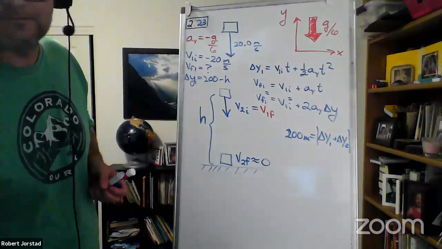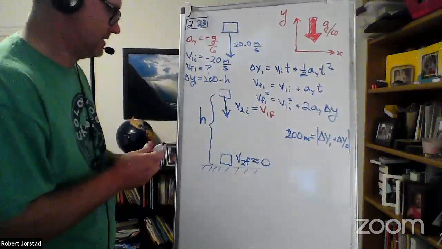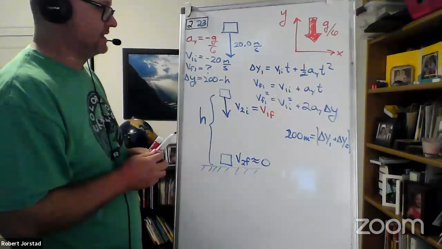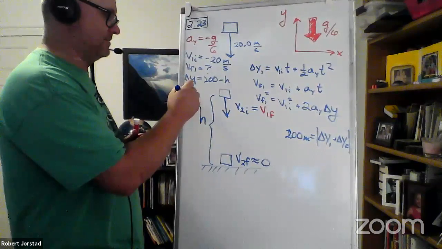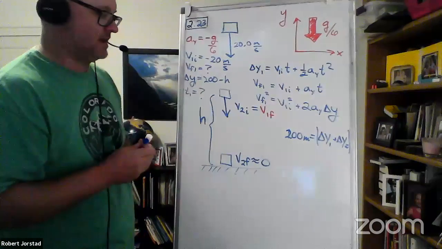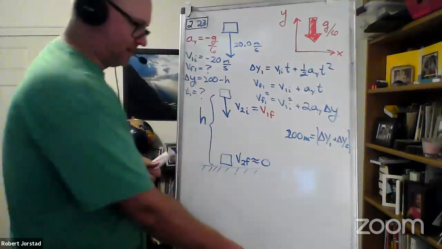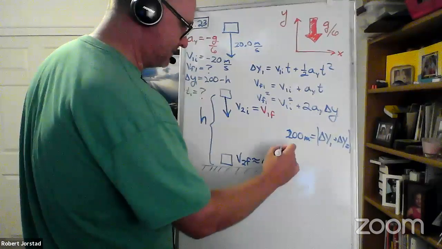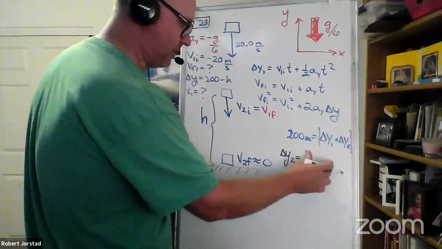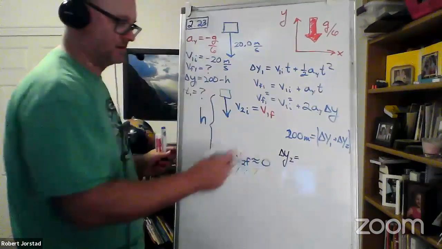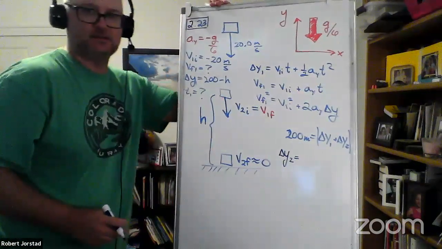All right, so in this case, that's how I got this. And then the time, I don't know it. So now down here on this stage, I'd say, wait, what is delta y2? It's negative h, because you went downwards by h, right?